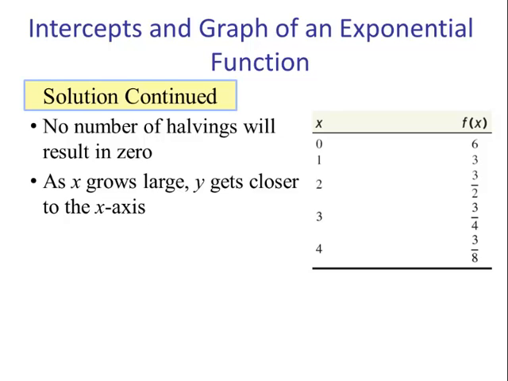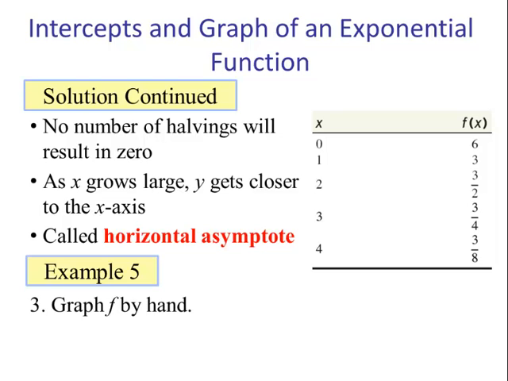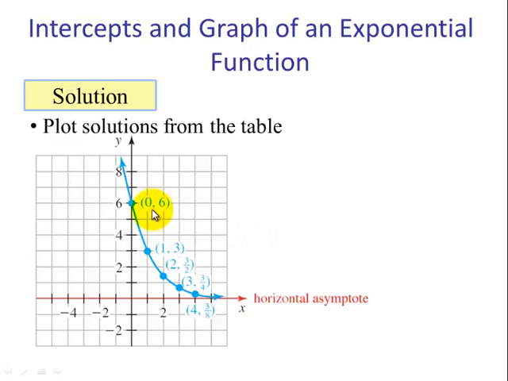So as x gets large, y gets closer and closer to the x-axis. It gets closer and closer to 0, but it never does equal 0. This is called a horizontal asymptote. Example 5. Graph f by hand. If we plot the points from our table, we see that the function is decreasing. It gets closer and closer to the x-axis, but it never does touch it.